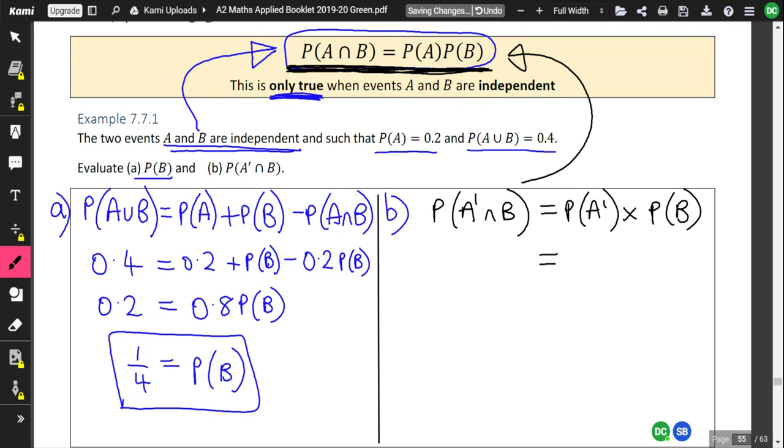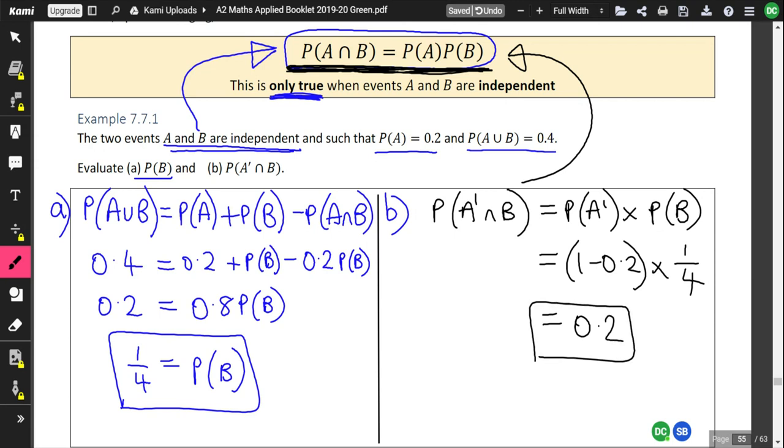The probability that A doesn't happen is 1 minus the probability that it does happen. And the probability of B we know was a quarter in part A. So it's 0.8 times a quarter, which gives us 0.2. Part B could have also been done by drawing a Venn diagram. So this is an alternative way of doing part B.